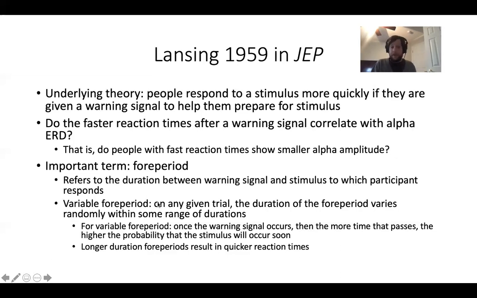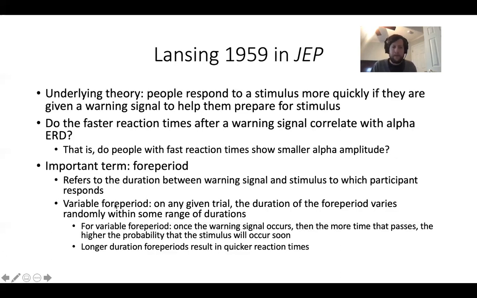In a variable foreperiod task, there's a warning signal that tells you a stimulus will be occurring in the near future. And then, indeed, a stimulus does occur. Your job, when you hear that target stimulus, is to respond by pressing a button as quickly as possible. The dependent variable is reaction time.